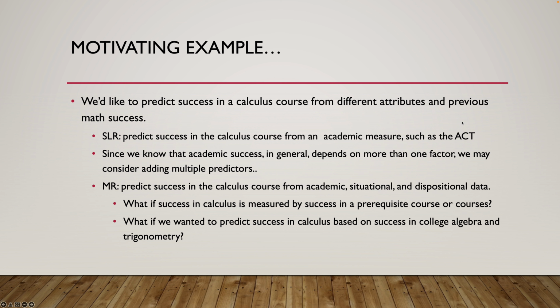Motivating example, let's say we'd like to predict success in a calculus course based on different attributes. One thing we may do is consider using simple linear regression, where we would have one predictor, and quite possibly we could use some academic measures, ACT, pretest, maybe academic performance in a previous class.